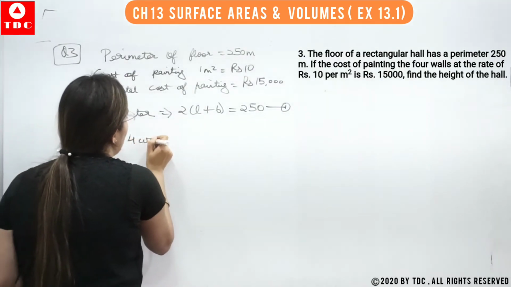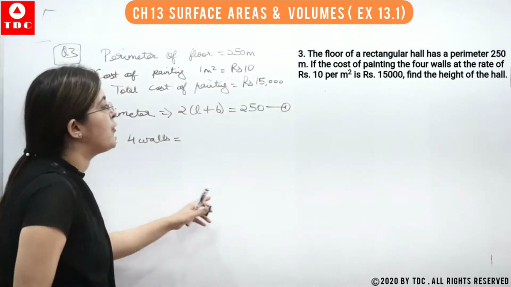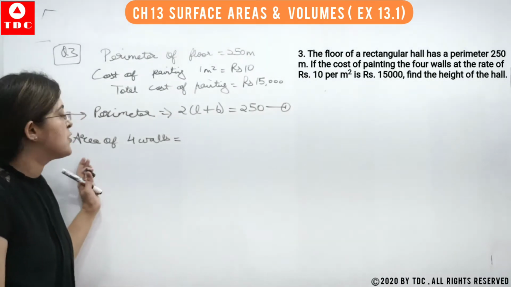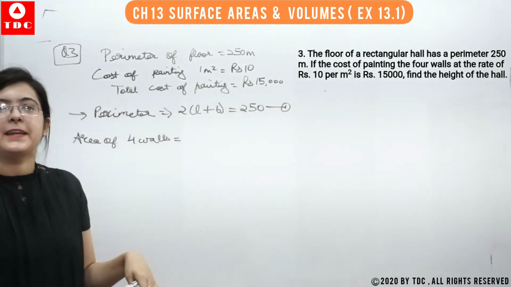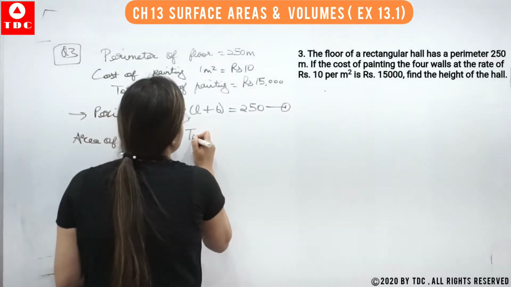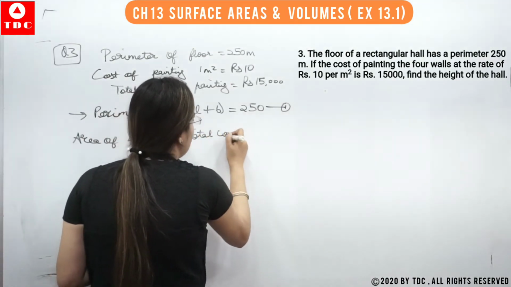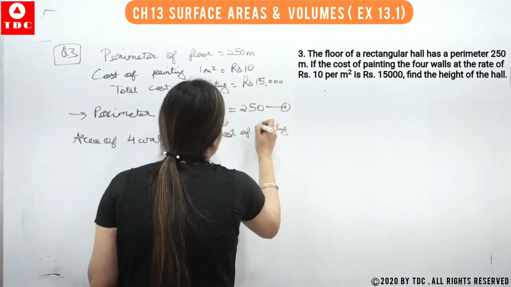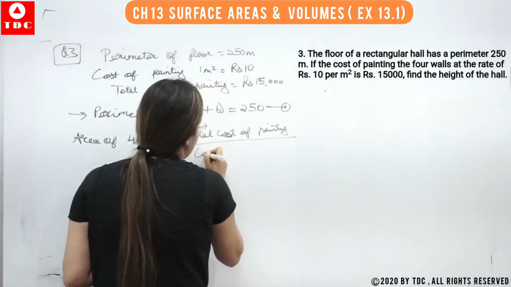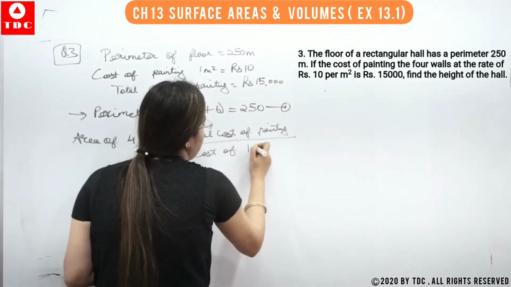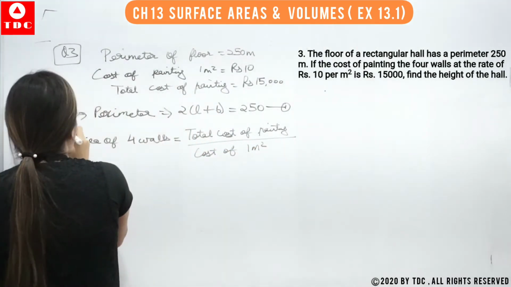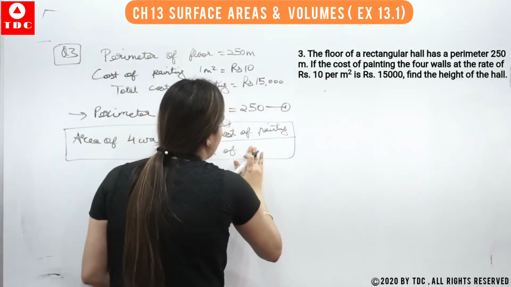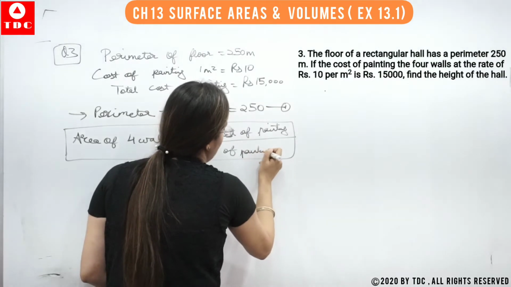Now, how to calculate the area? The area of 4 walls. Why are we taking 4 walls? Because the cost of painting 4 walls only is given. So what is the formula to calculate the area of 4 walls? If the cost is given, it is the total cost of painting upon the cost of 1 meter square.